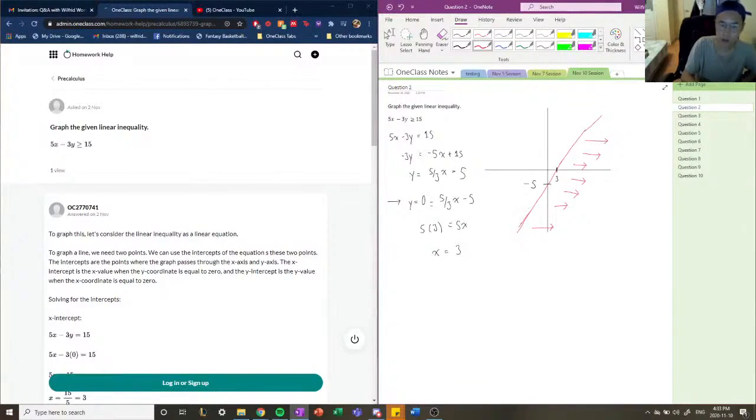So when it's asking us to graph the given linear inequality, we are graphing the solutions to this inequality, and we're visualizing it. So we can see that anything past this line will be greater or equal to 15. So that's the solution to the problem.